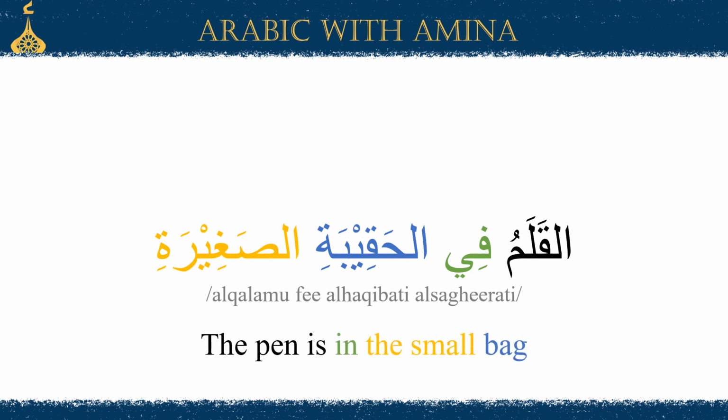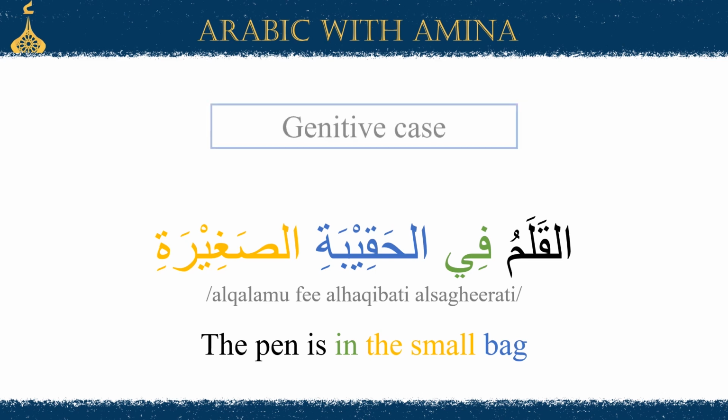The pen is in the small bag. Again, the noun is in blue and the adjective in yellow. Our noun here is in the genitive case, as demonstrated by the kasra at the end of the word. And since the adjective must follow the noun, the adjective is also in the genitive case.